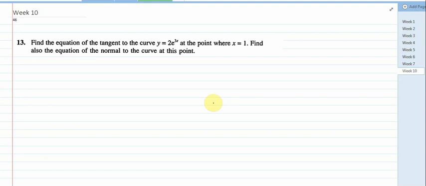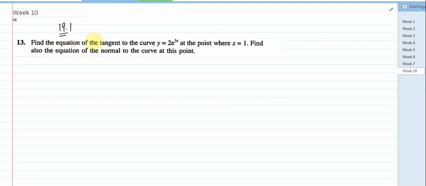Class. In this session we are going to continue with exercise 19.1, which we had discussed in the last class, how to differentiate the exponential function, and we have attempted questions from exercise 19.1. In today's session we are going to continue from question number 13.